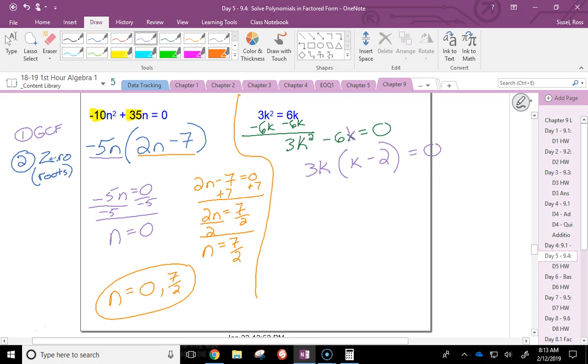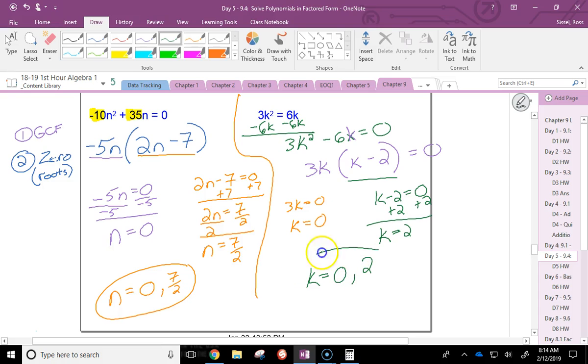So then step 2 is we solve for 0. I would have said 3k equals 0. You divide by 3, so k equals 0. K minus 2 equals 0. We add 2, k equals 2. So k would equal 0 and 2. Okay. Like I said, I'm going to pause so I can hand back those quizzes.